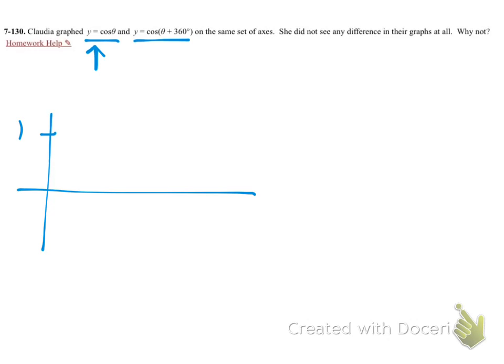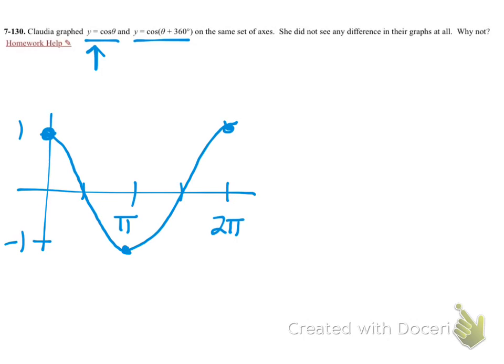Cosine starts at 1, goes down to -1. It does a full cycle in 2 pi, so it's going to start there, it's going to end there. It's going to have its lowest point at pi. Halfway between those is going to be at your intercepts, so it's going to look something like this. Now, if this is in degrees, I would switch these here to now 180 degrees and 360 degrees.